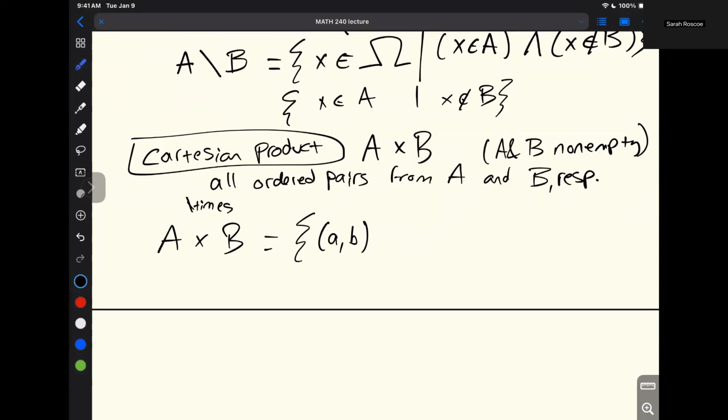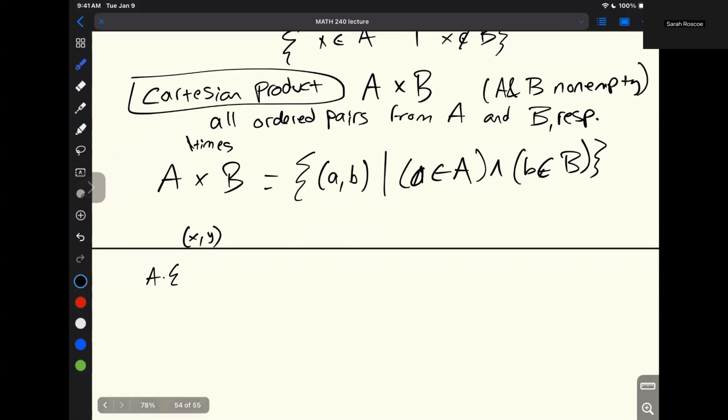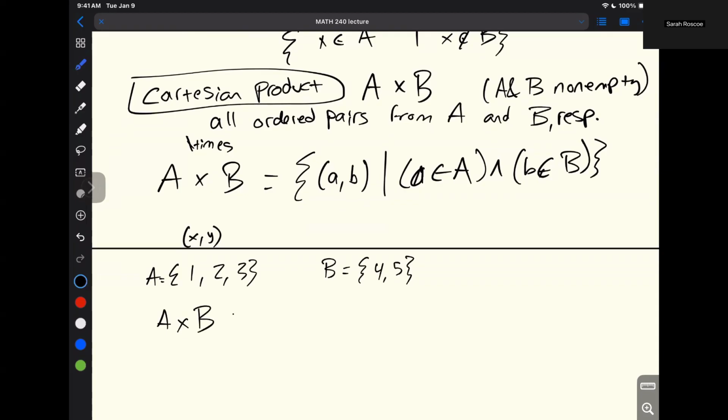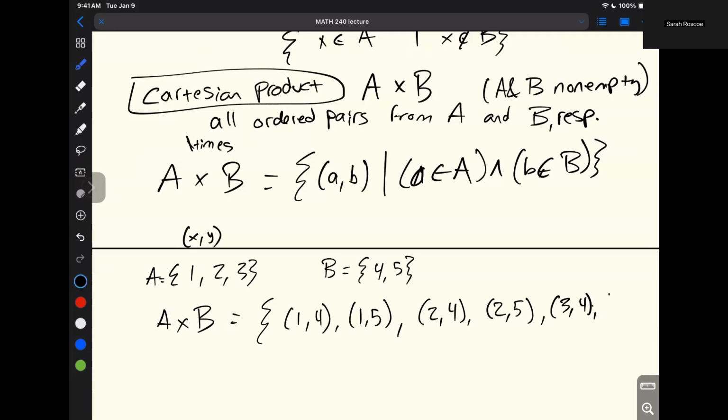And so all ordered pairs we write in parentheses as a comma b. This is familiar from algebra where you have x comma y, such that lowercase a is in A and lowercase b is in B. And so let's say if A is 1, 2, 3, and B is 4 and 5, then A product B is the set of 1 comma 4, 1 comma 5, 2 comma 4, 2 comma 5, 3 comma 4, and 3 comma 5.